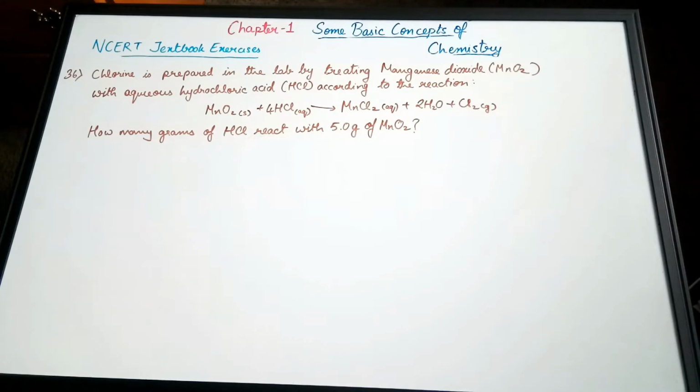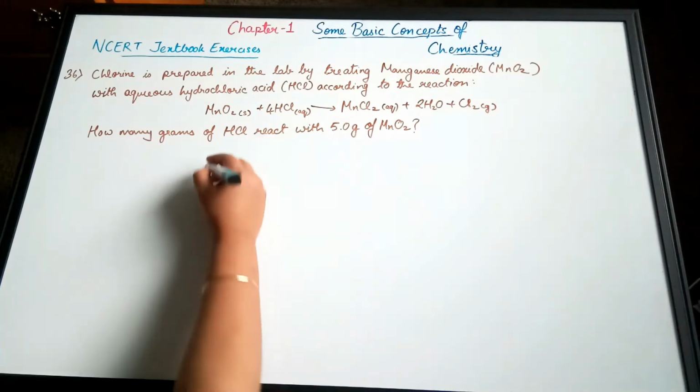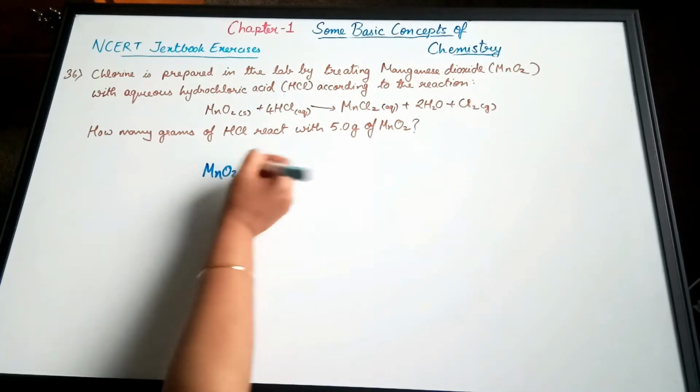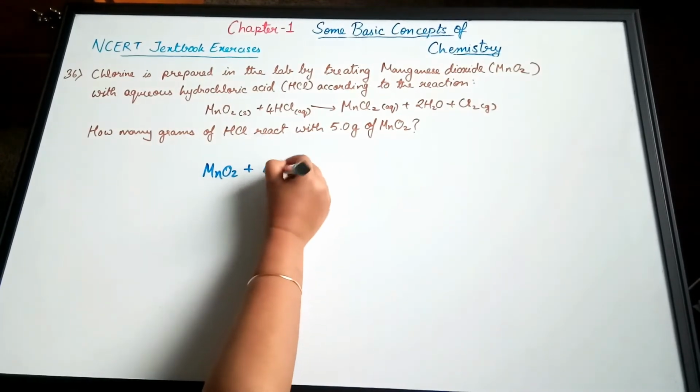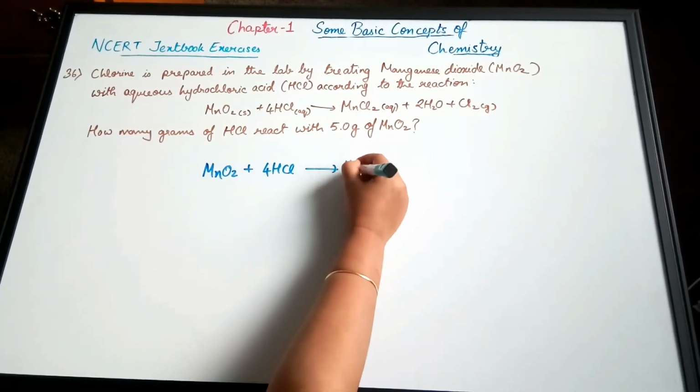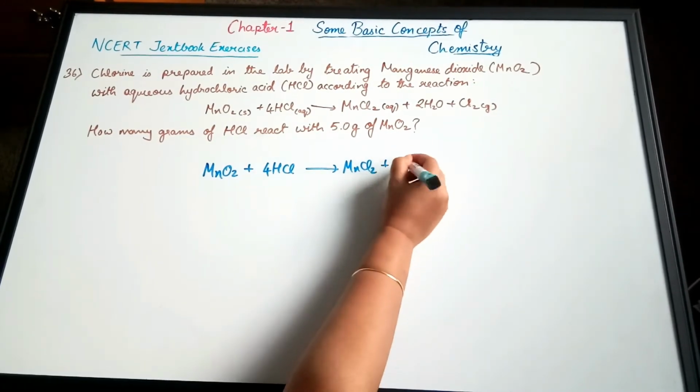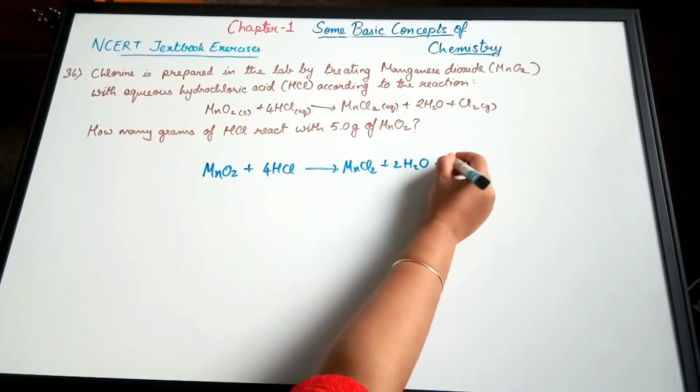This is the last question, question number 36. Chlorine is prepared in the lab by treating manganese dioxide with aqueous hydrochloric acid, according to the reaction MnO2 plus 4HCl gives rise to MnCl2 plus 2H2O plus Cl2. Now, how many grams of HCl will react with 5 grams of MnO2? So let's write down the balanced equation: MnO2 plus 4HCl gives rise to MnCl2 plus 2H2O plus Cl2.